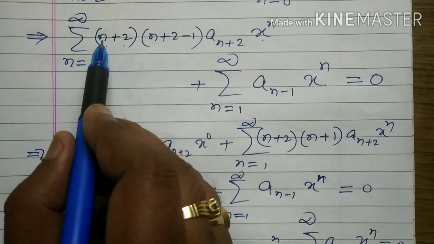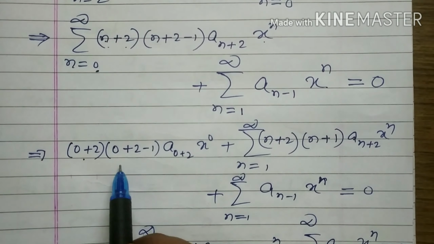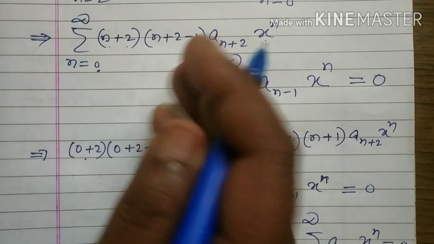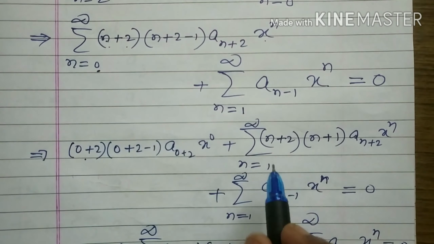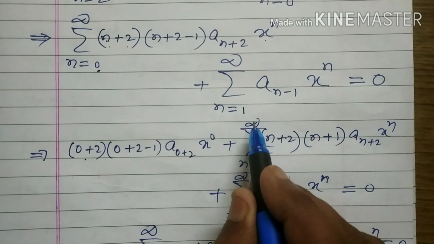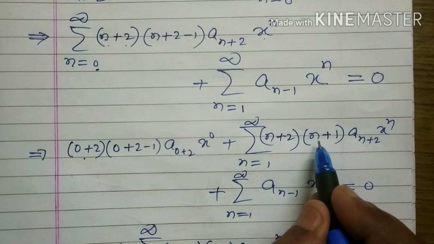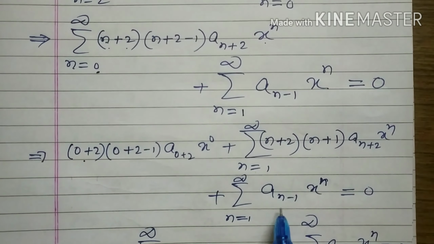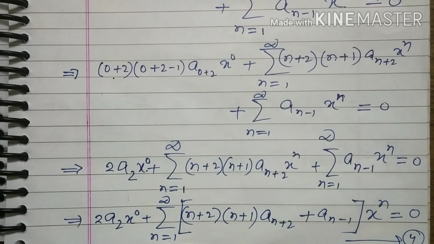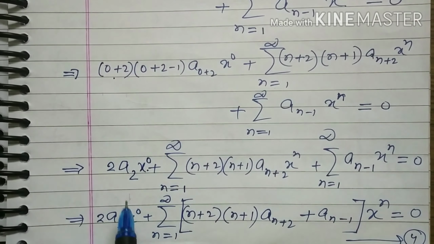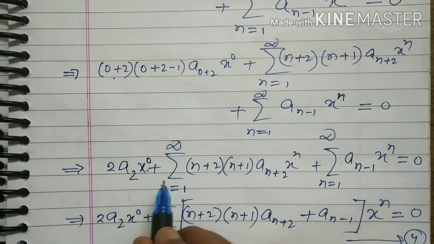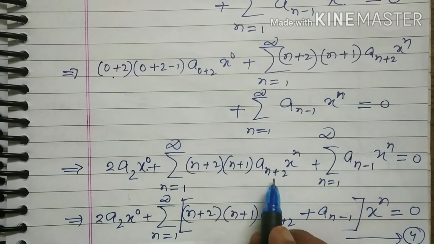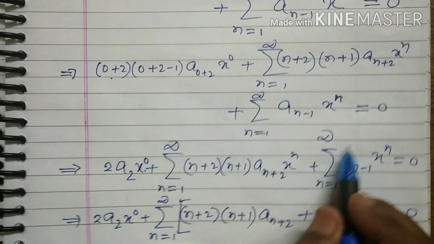So I'm putting n equals 0 in the first part, x to the power 0, plus what is left? If I extract the 0 term, then 1 to infinity is left. So n equals 1 to infinity of (n plus 2)(n plus 1) a_(n plus 2) x to the power n, and this portion is the same as it is. If I simplify, what is left? 2a2 x to the power 0 plus the summation n equals 1 to infinity of this expression, plus the summation n equals 1 to infinity of this expression.